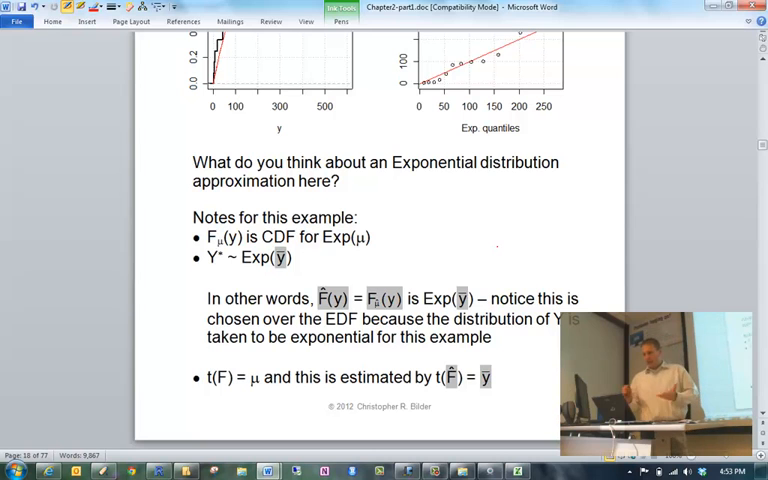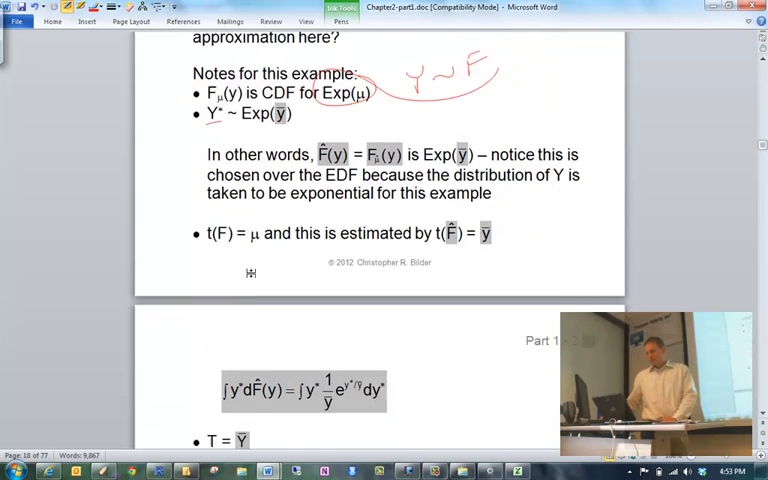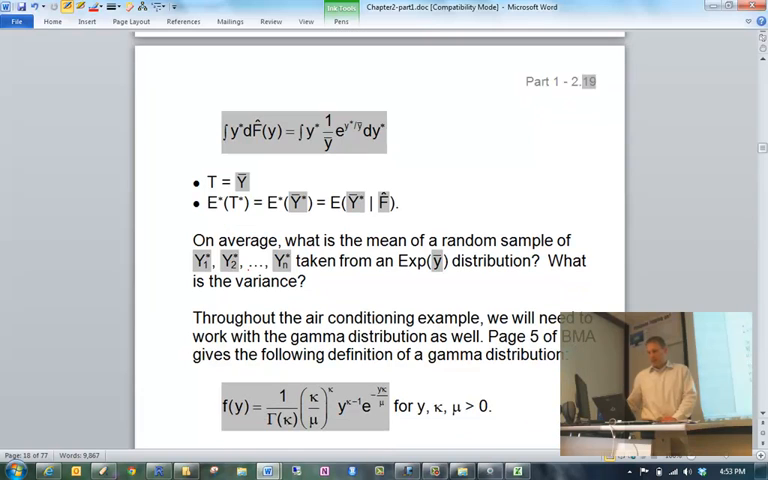To make sure that this is clear then, y is distributed F, which is exponential with mean mu. So then y star will be distributed exponential with mean y bar. What else do we need here? T is going to be y bar. The expected value of T star given F hat is y bar.